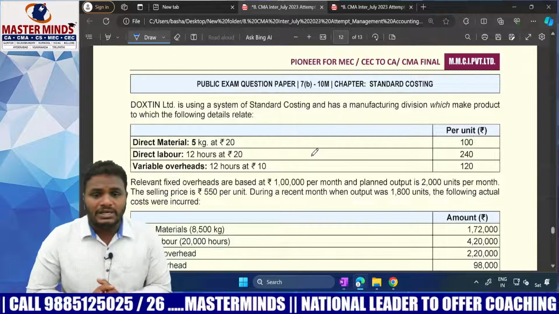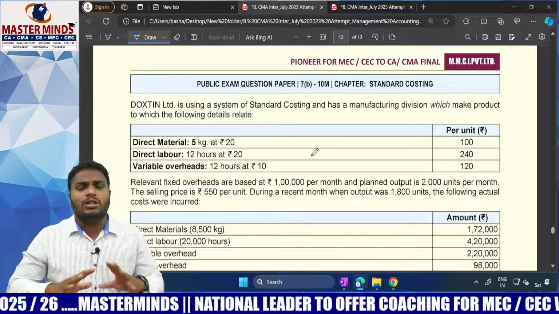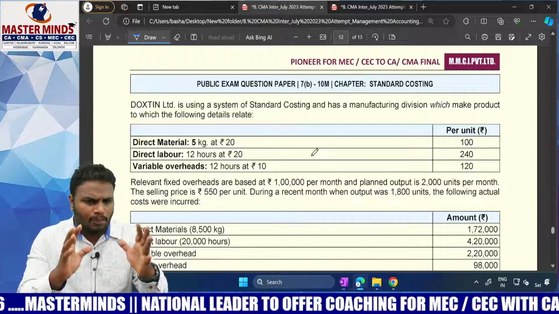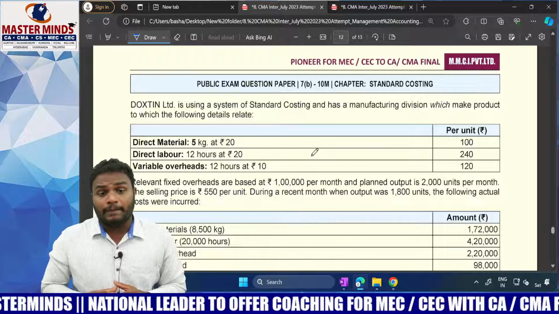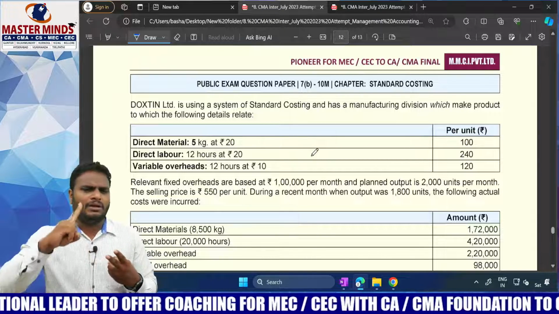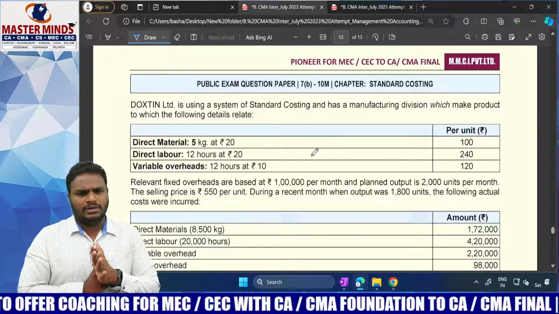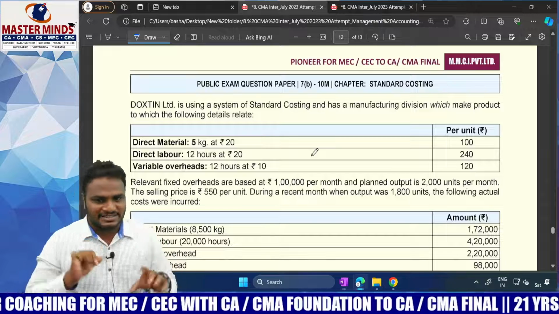This problem is on total variances, covering all the variances. This is one of the beautiful comprehensive questions. All the variances: raw material, labor, variable, fixed, sales, and finally reconciliation.